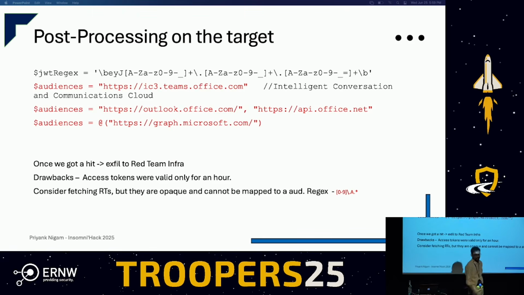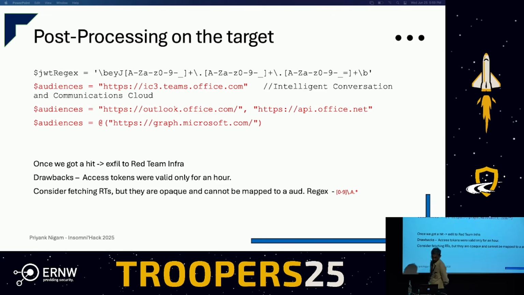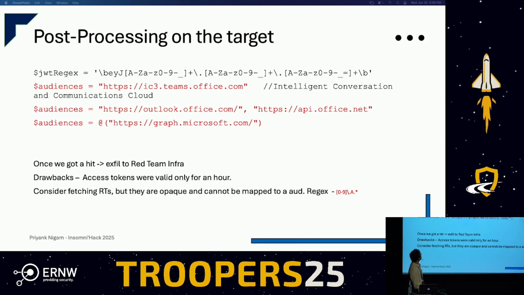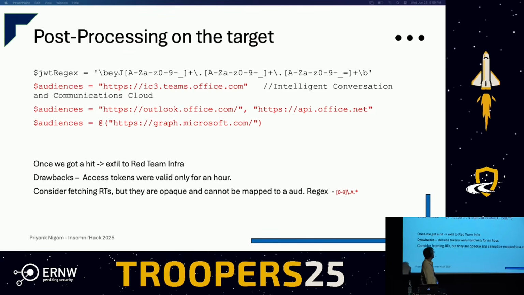So IC3 is the communication framework for Teams, which handles audio, video, and chat as well. And then you could see what other target audiences you might want to scan the dump for. Typically, outlook.office.com is for mail, or api.office.net for the previous legacy API for Office mails, or one of the most powerful ones is Graph. If you get that, then you get access to pretty much a lot of other information for that user.